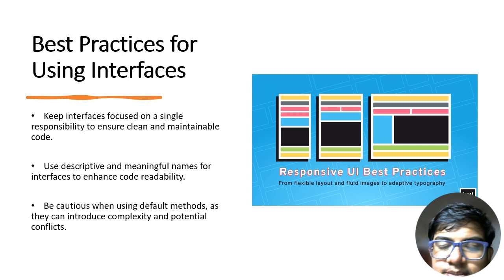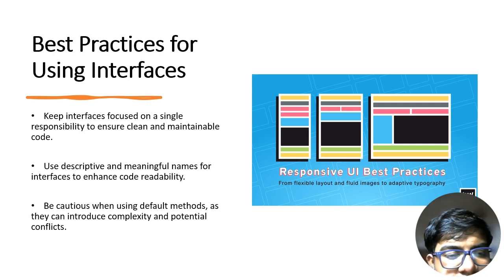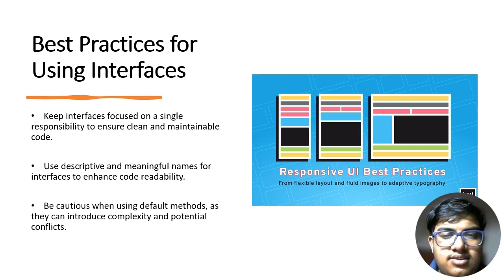What are the best practices for using interfaces? Keeping the interfaces focused on a single responsibility is the best way to ensure clean and maintainable code. Using descriptive and meaningful names for interfaces will enhance code readability, and being cautious when using default methods, because they can introduce complexity and potential conflicts. So it is good to be cautious about default methods in interfaces. These are some of the tips you can use while working with interfaces.